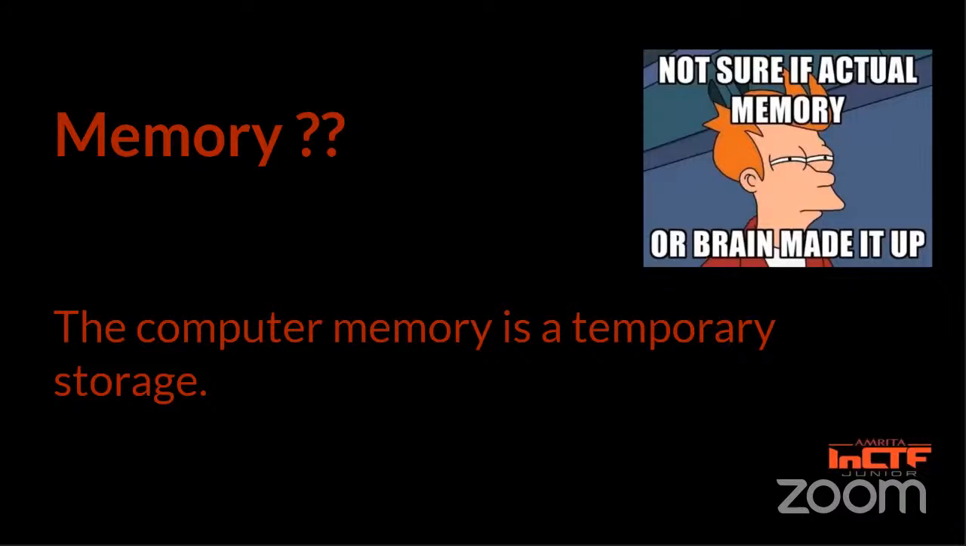So, memory. What is computer memory? There are two types of memory in a computer: the physical memory and the virtual memory. The physical memory is the one we call RAM. You must know that someone has an 8 GB RAM, someone has a 16 GB RAM, and the virtual memory we can relate to the hard disk.